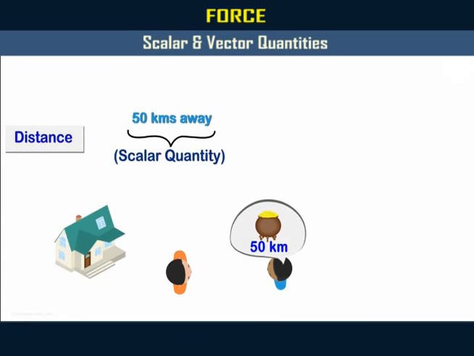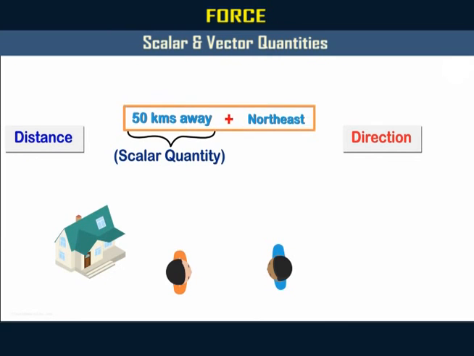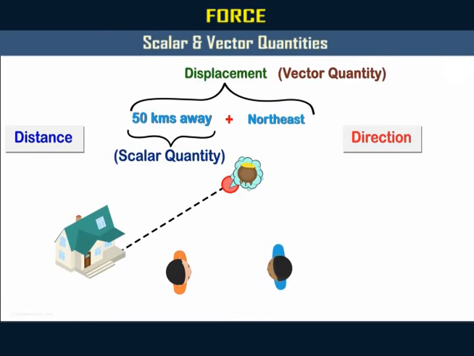If your friend says 50 kilometers northeast, then you have all the information on the precise location of the item. This is now two-dimensional information. It has both magnitude, 50 kilometers, and direction, northeast. This now becomes displacement. Quantities like displacement that have both magnitude and direction are called vector quantities.